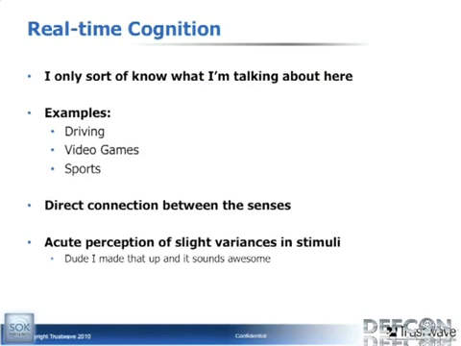So there's a direct connection between the senses. You're able to react to something. You're able to see it out of the corner of your eye, and you're able to do something about it. It's the same with a video game, like a little sniper. You can get really good at that, but you're not thinking about it. You're just doing it. It's acute perception of sight variances and stimuli, which sounds awesome.